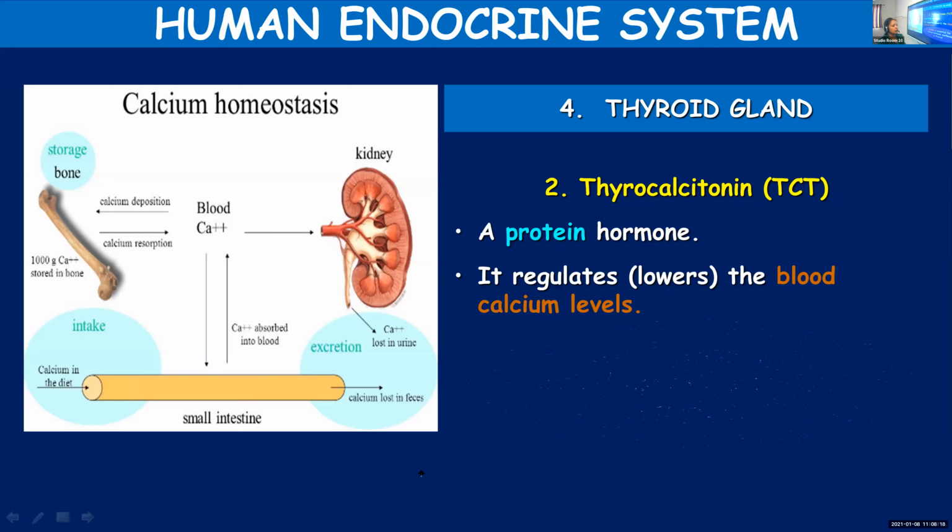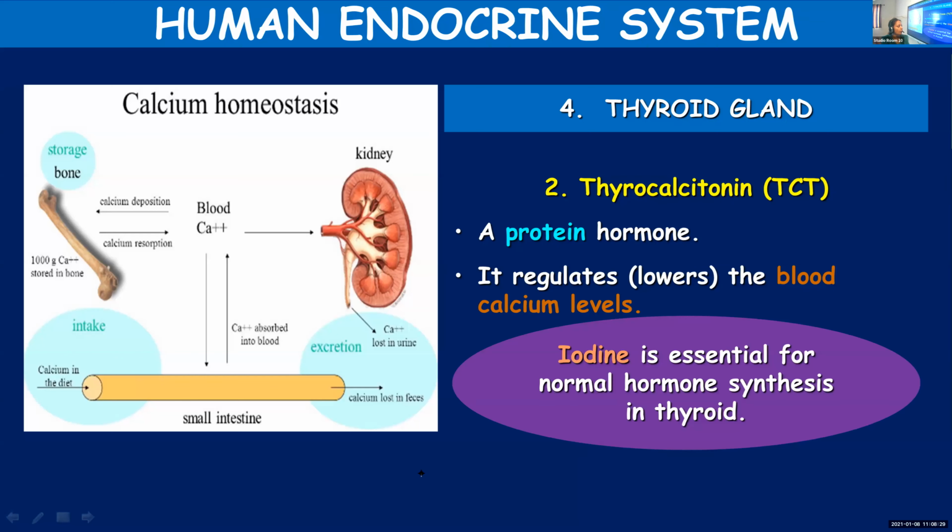Iodine is essential for the normal hormone synthesis in thyroid. Already we discussed the point. Iodine is a mineral which is very essential for the thyroid gland to produce their hormones. So what is the role of thyrocalcitonin? Thyrocalcitonin is a thyroid hormone which will help in lowering or regulating the calcium levels in blood.